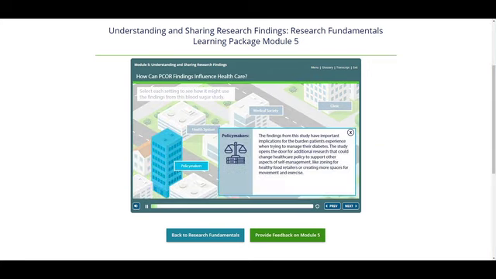The findings from this study have important implications for the burden patients experience when trying to manage their diabetes. The study opens the door for additional research that could change healthcare policy to support other aspects of self-management, like zoning for healthy food retailers or creating more spaces for movement and exercise.